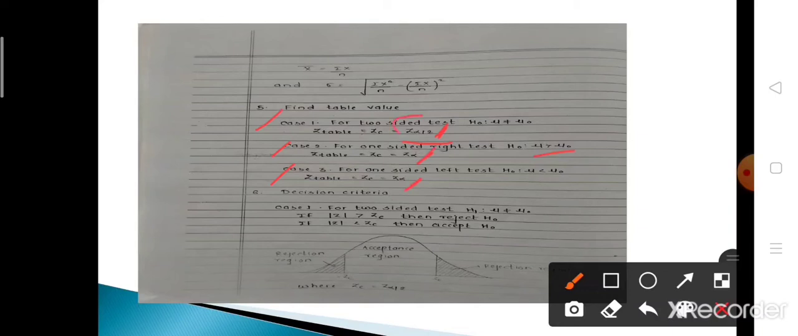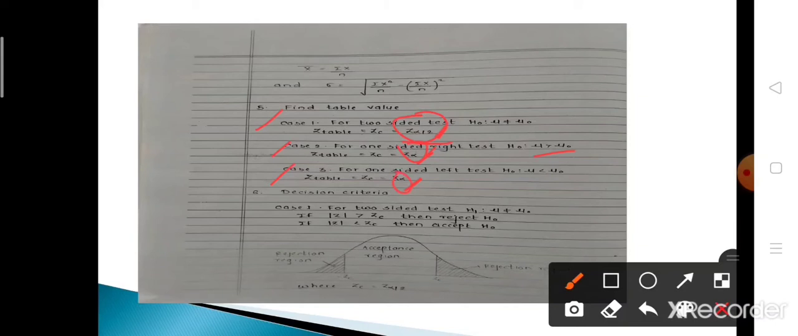For two-sided, see the table value for alpha by 2. For one-sided, see the table value for alpha only. So the table value for two-sided test is Z alpha by 2. For one-sided right and one-sided left, the table value is Z alpha.